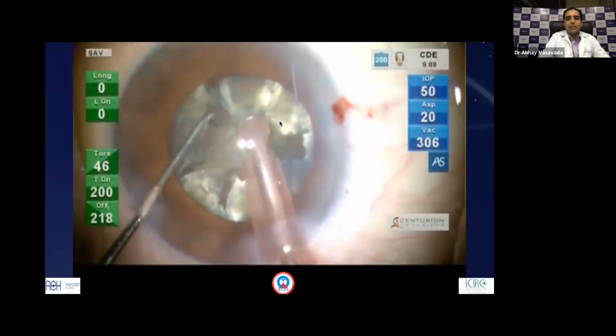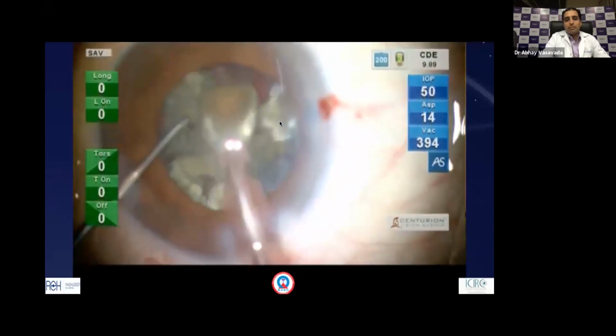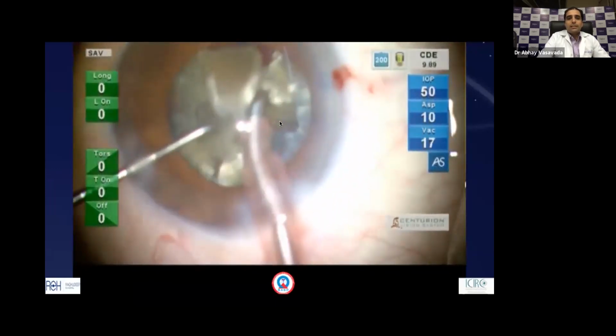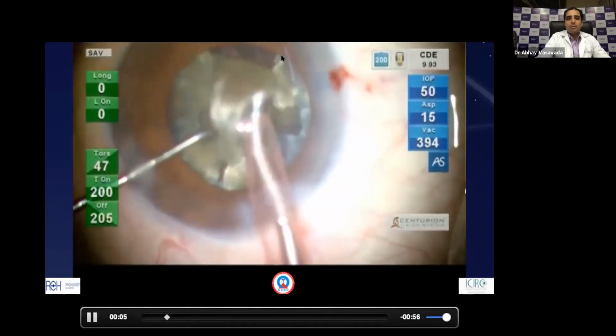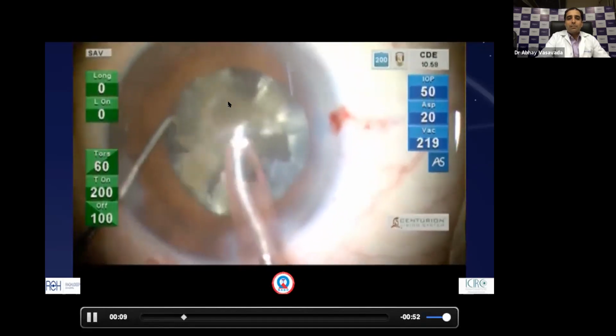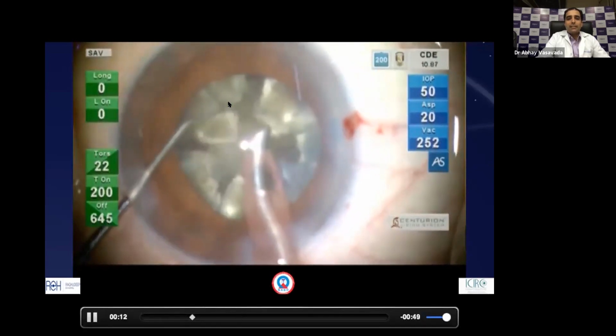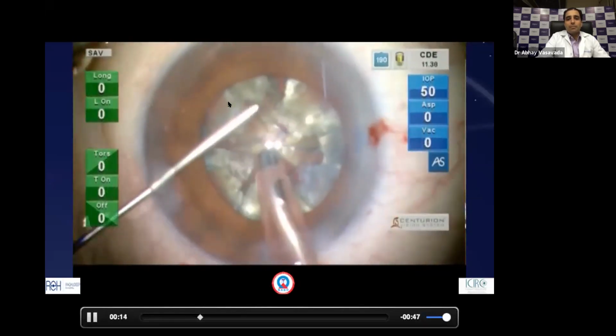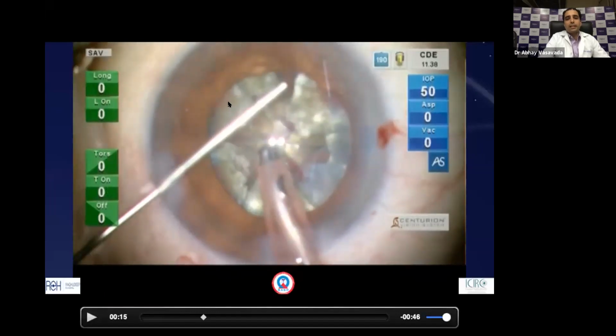Once you have made sure that the fragments are divided, what you notice here is that we first go ahead, bring the fragment in the center, then detach the fragment, and notice my right hand is very much steady in the center of the eye. So whatever repositioning may be required would be done with the left hand.